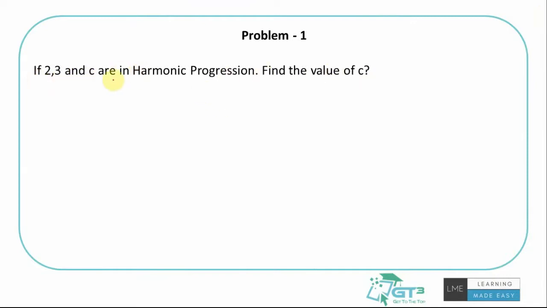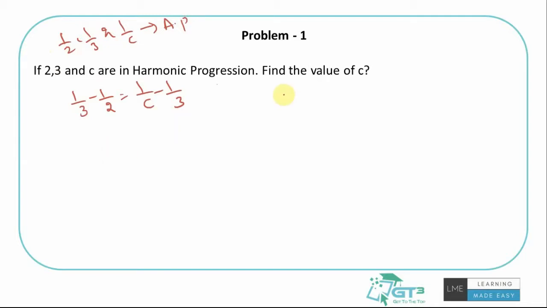If 2, 3 and C are in harmonic progression, what is the value of C? We know that if 2, 3 and C are in harmonic progression, one way to look at it is 1 by 3 minus 1 by 2 equals 1 by C minus 1 by 3, because I know 1 by 2, 1 by 3 and 1 by C are in AP. So the common difference must be satisfied.